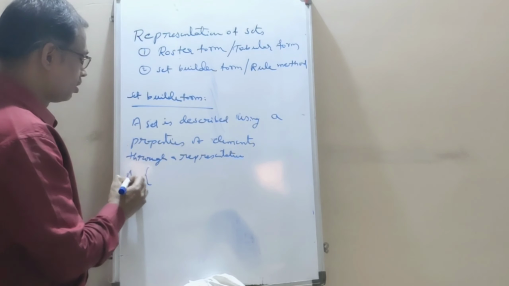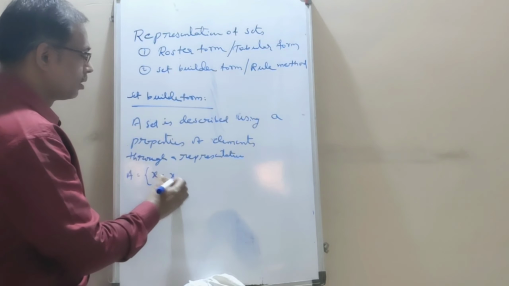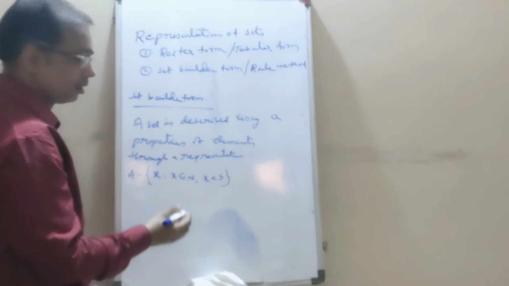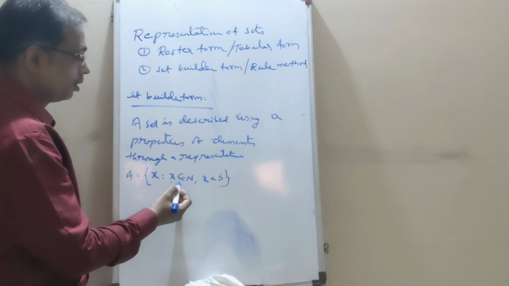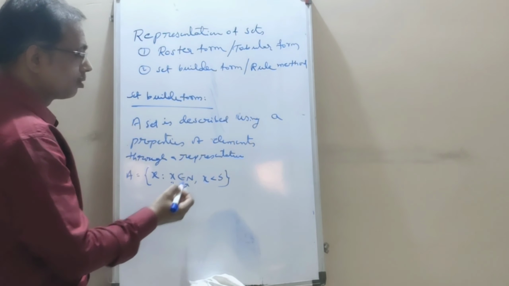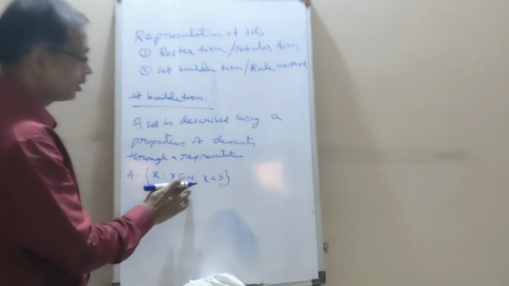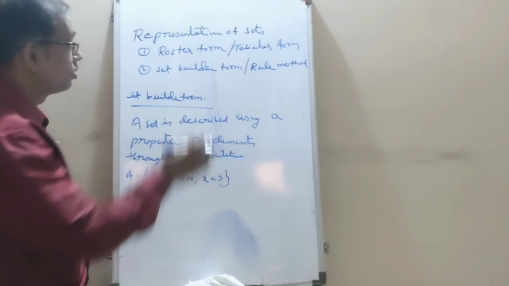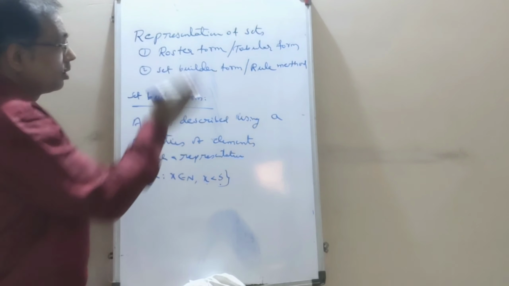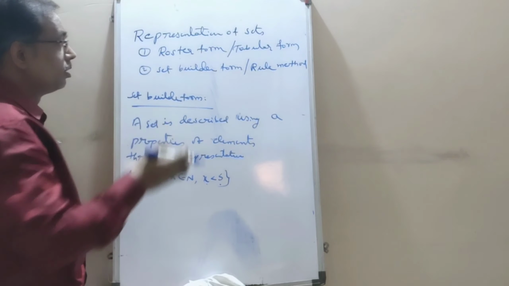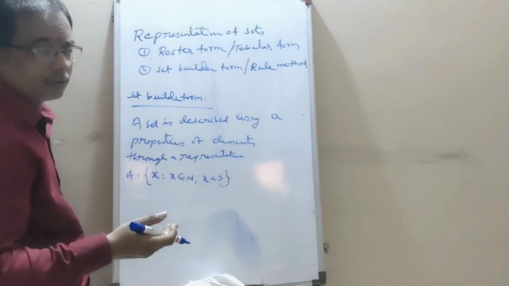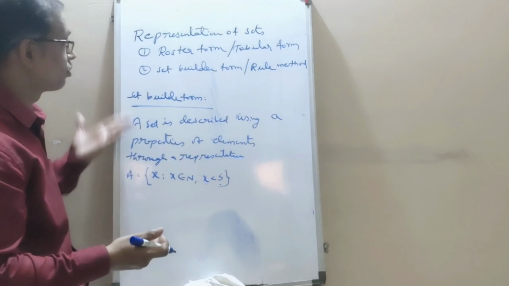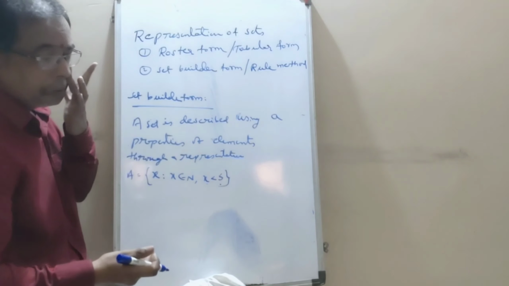For example, x such that x belongs to N and x less than 5. Here x is a representative. The properties are here x belongs to N and x less than 5. So like this we have to write the set builder form. That means simply one is dependent on the other. If they give roster form, then we can convert it into the set builder form. If they give set builder form, then we can convert it into roster form.